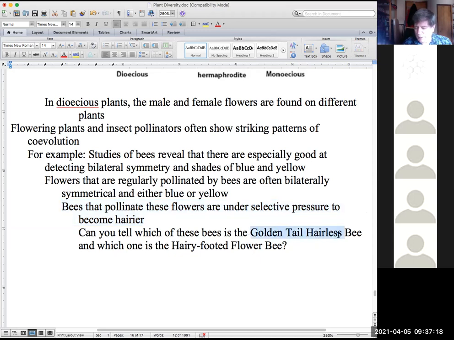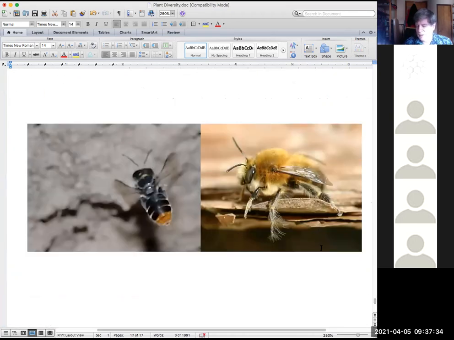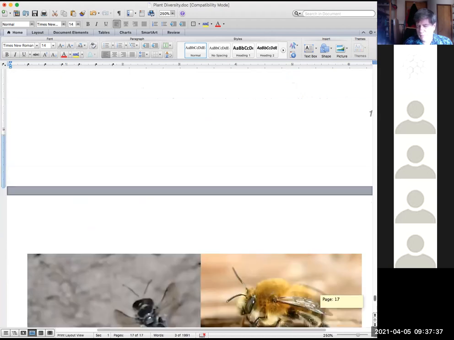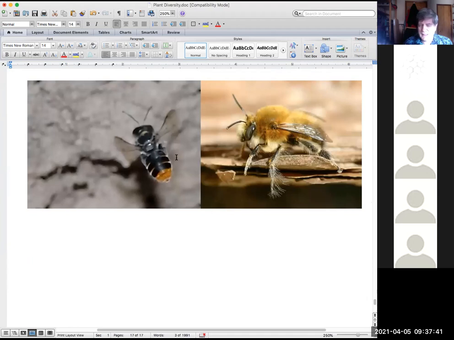So a good example is if we look at two bees that pollinate different types of flowers. One is called the golden tail hairless bee, and one is the hairy-footed flower bee. So let's look at a picture of them. Here are our names again, if you don't remember, the golden tail hairless bee. If you look at this, definitely has a golden tail, and if you look at the body, it's nice and smooth. Here's our hairy-footed bee.